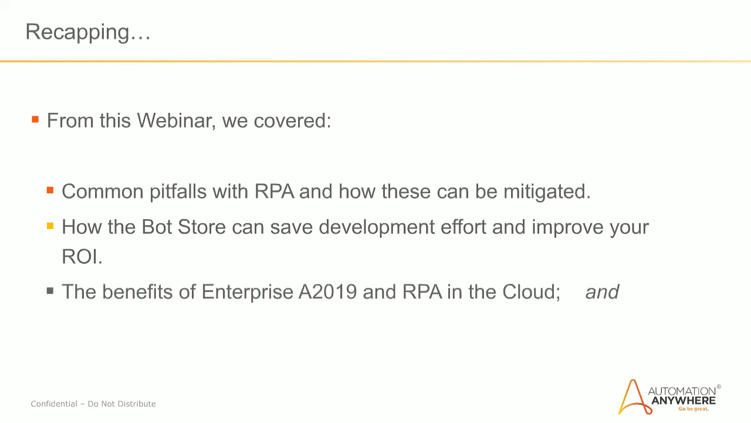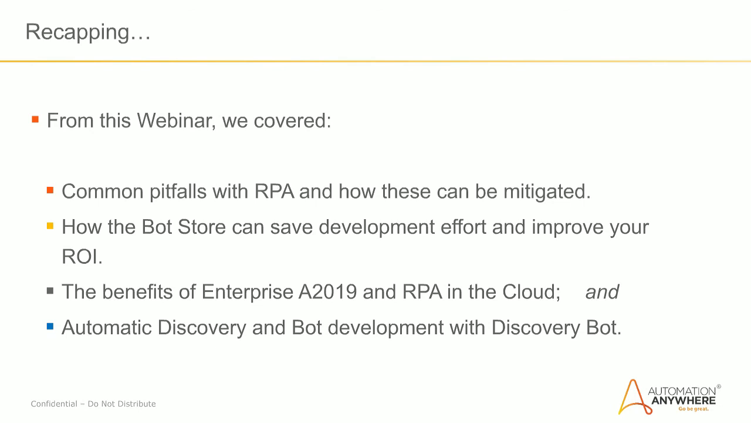And Will's taking you through the benefits of the new Enterprise A2019, developing bots in the cloud and just generally having the platform hosted in the cloud as well. And finally, we covered the potential of automatically discovering processes for automation, and at the end of this year, being able to have them auto-populated and developed via DiscoveryBot.